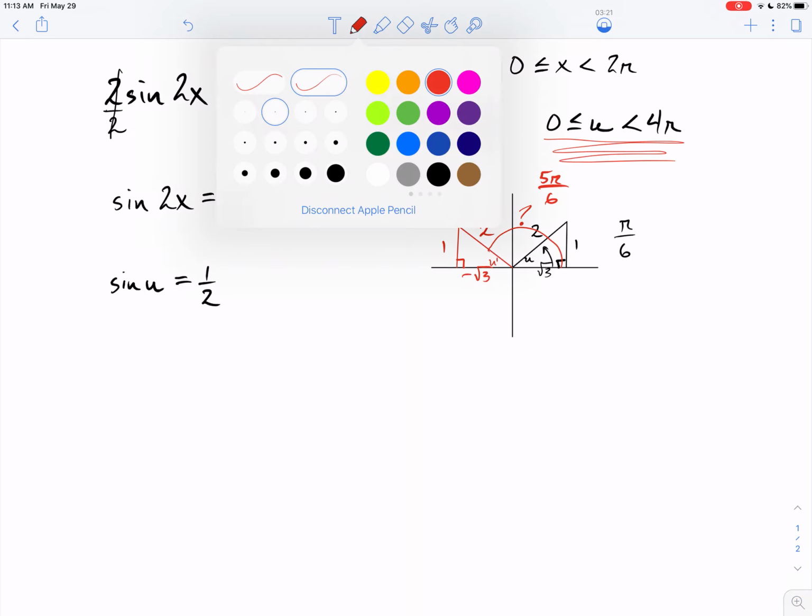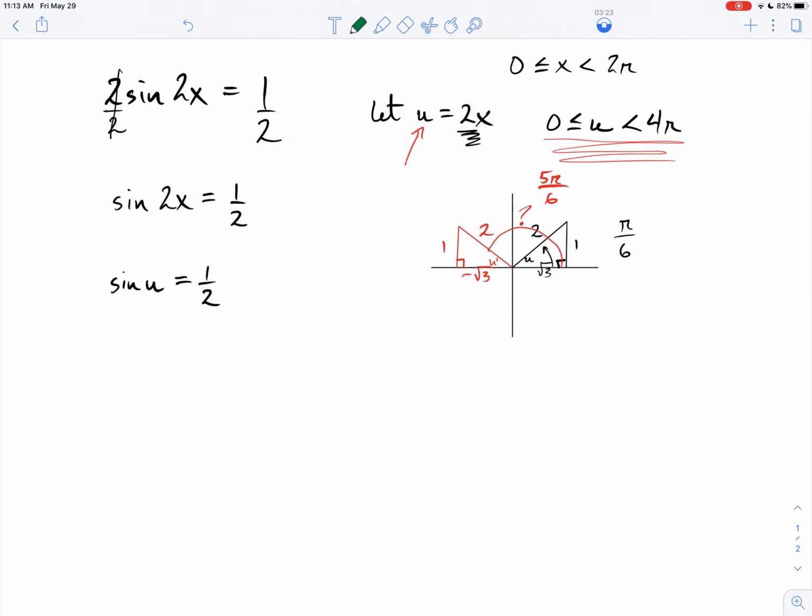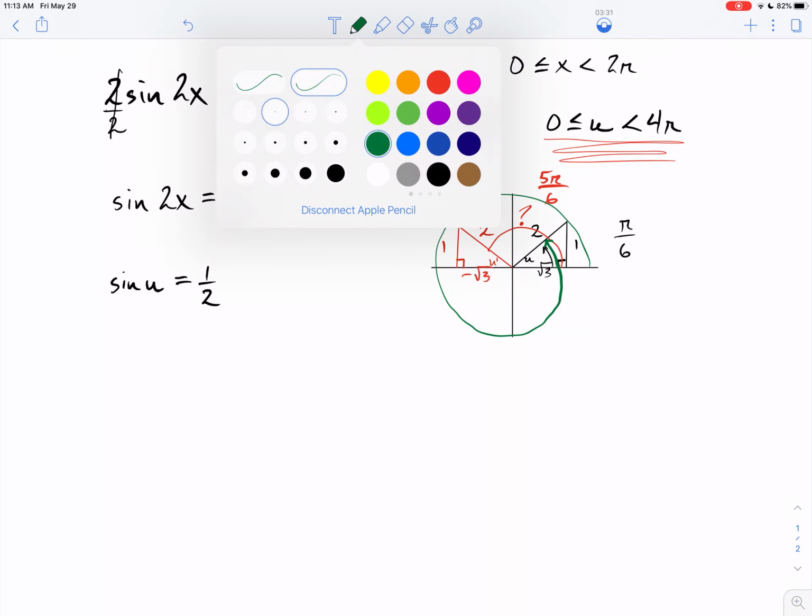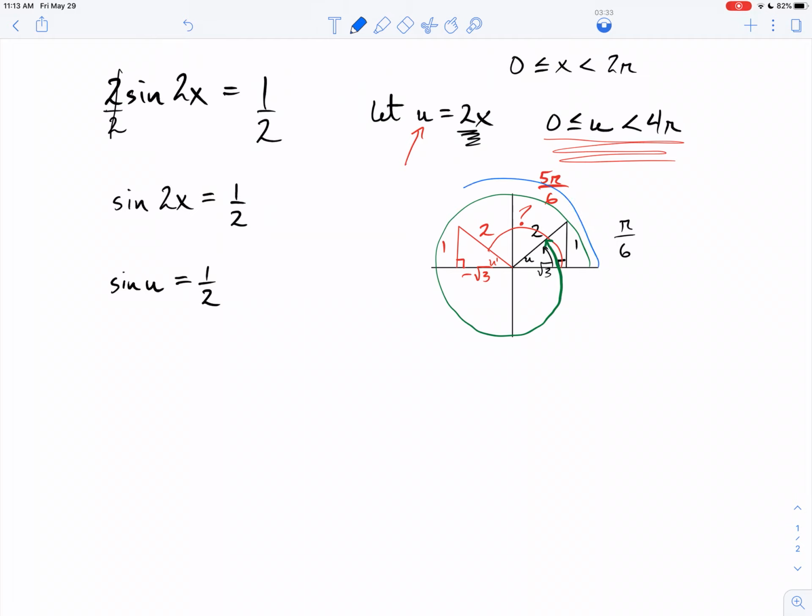So guess what? I could go around this circle all the way around again and then stop here. Or I could go around this circle again and stop here. So what am I trying to get at? I'm trying to get at, there are 4 answers that I'm supposed to find here. My first answer, don't get me wrong, is pi over 6. The next answer that I got was 5 pi 6. Those are great answers.